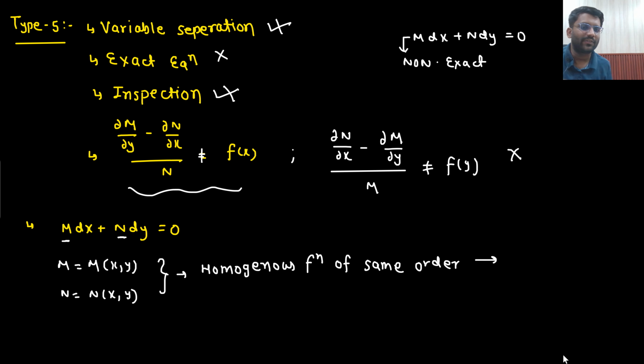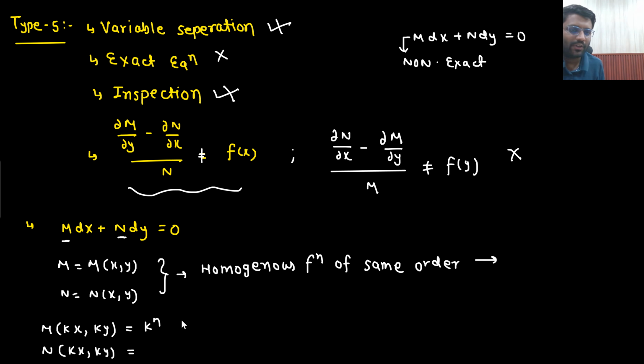Now what is the meaning of homogeneous function? If you remember it, what we need to do is that we need to put in place of x we need to put kx, in place of y we need to put ky. Same I will do with the function n as well. Now what will happen is that, sir, some k to the power n will come outside. It could be k to the power 0, 1, 2, 3, 4, 5, whatever it is. Some k to the power n should come outside, and this is something that we should be getting.